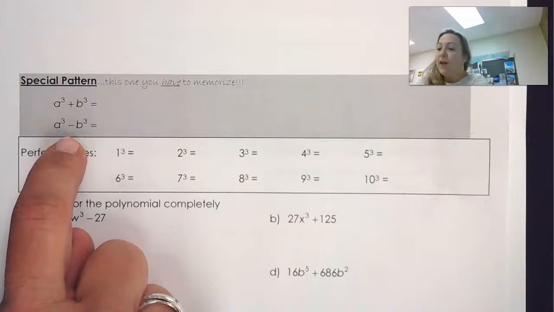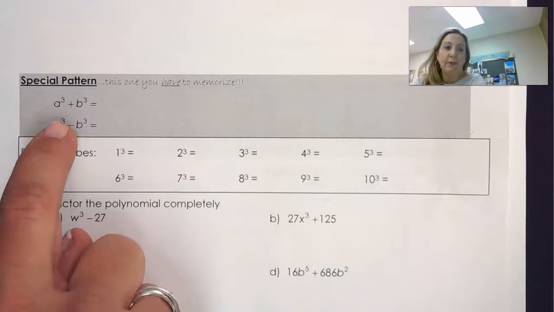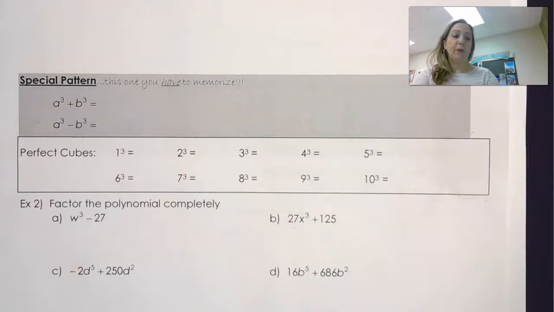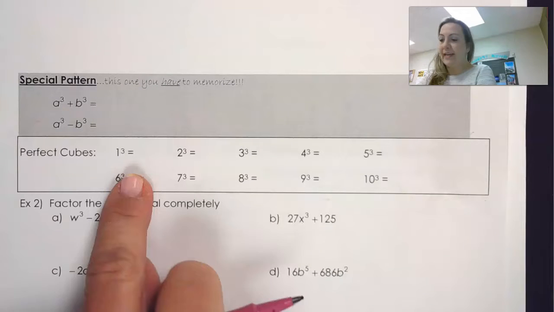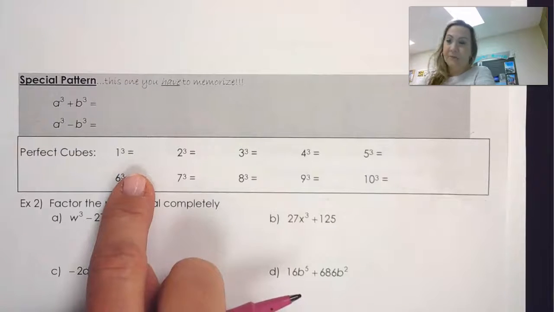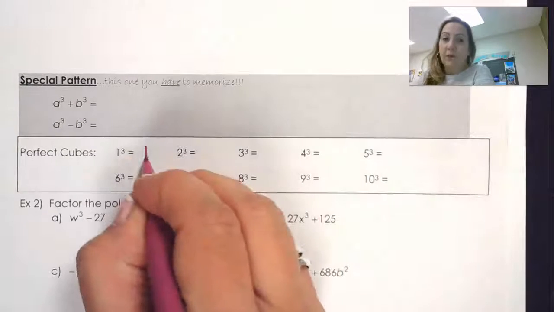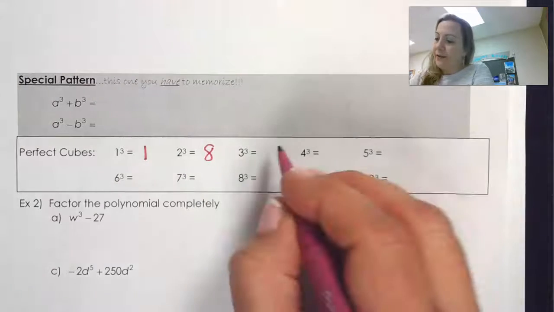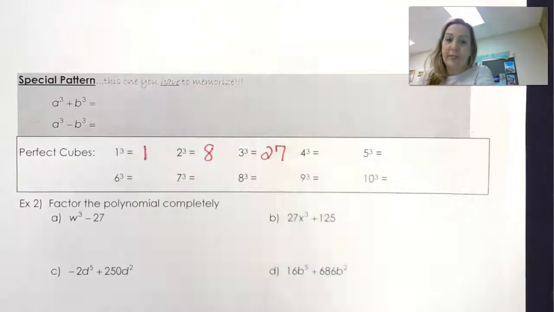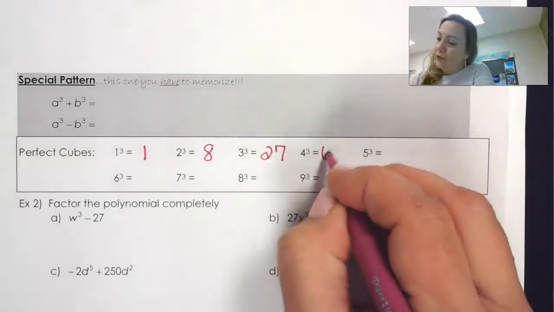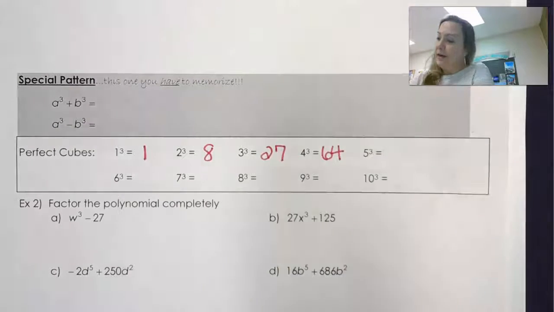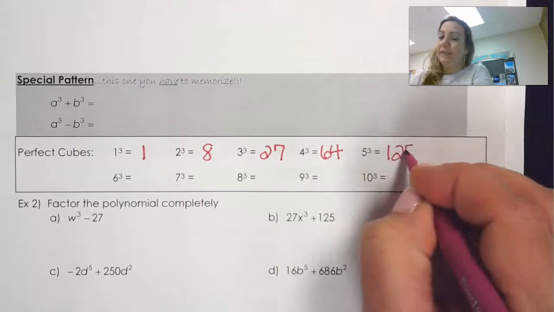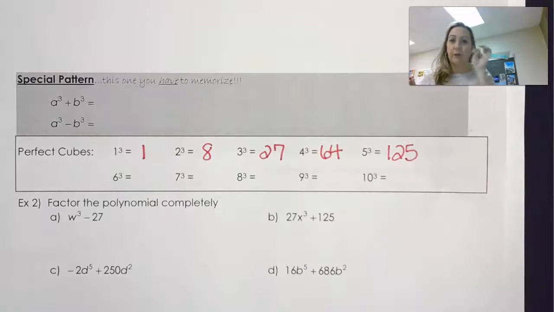cubes. First of all, this happens when we have two perfect cubes that we're either adding or subtracting. And so first, I want to make sure that we can recognize what the perfect cubes are, okay? 1 cubed is, of course, 1. 2 cubed is 8. 3 cubed is 27. 4 cubed is 64. 5 cubed is 125. Hopefully you're familiar with those already.